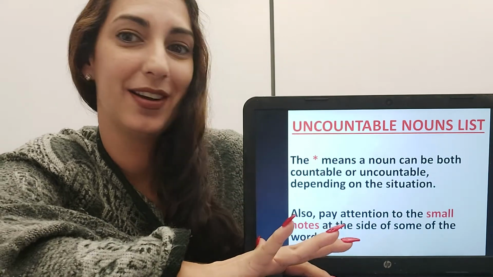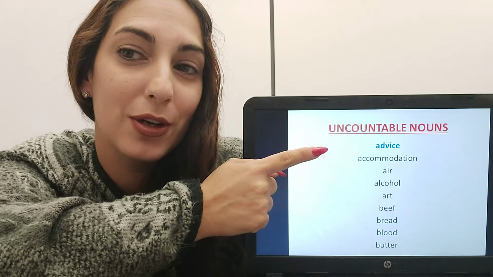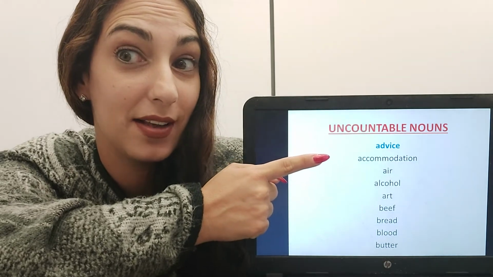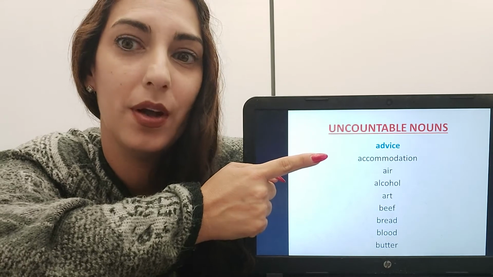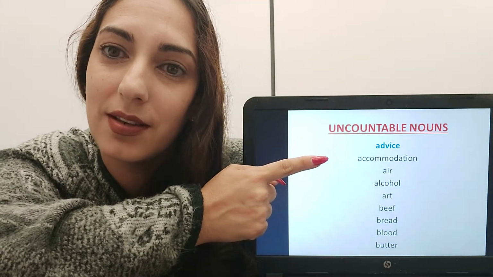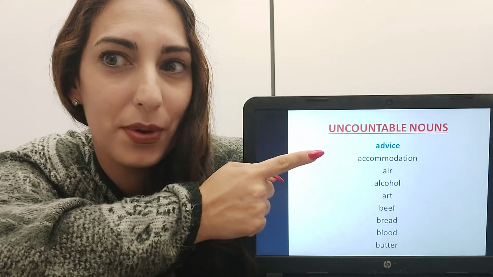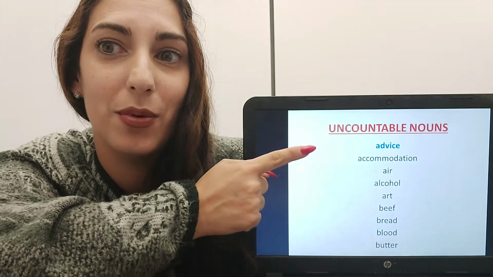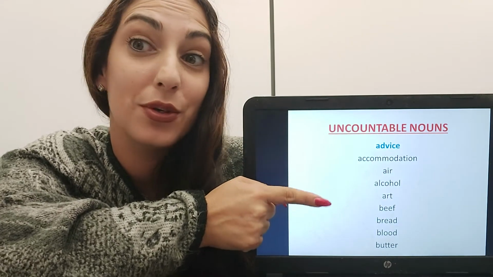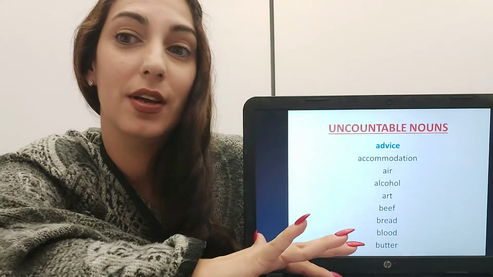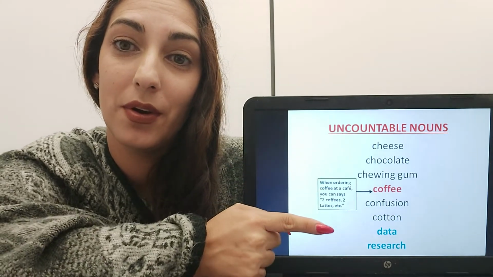Let's go. Now you'll see I've put the word advice in blue because we always forget that this is an uncountable noun. So don't say, let me give you 2 advices. No, let me give you some advice. A piece of advice. So be careful with that one. It's a very popular uncountable noun that everyone uses in the wrong way. So pause the video and make a note of these uncountable nouns. And let's continue. Here we go.